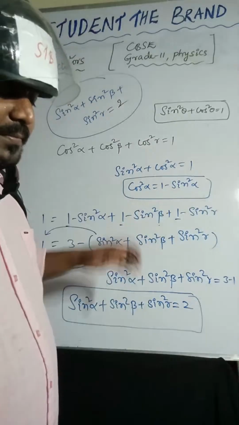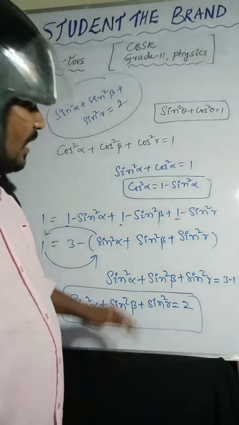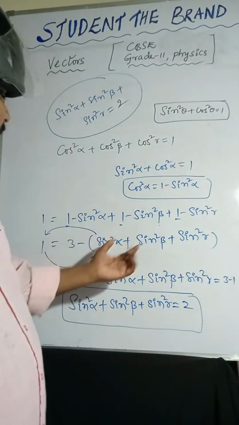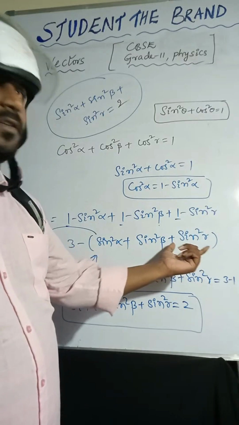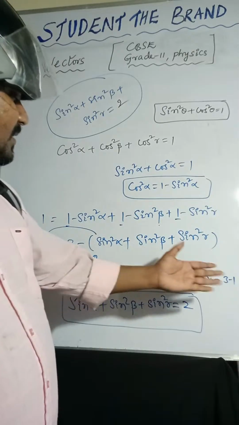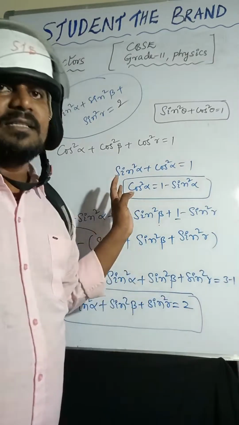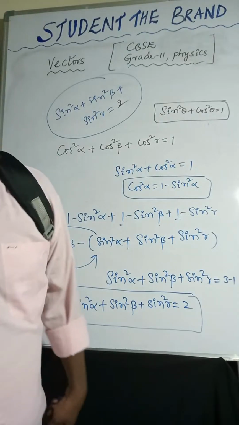Okay, then I hope it is very clear. 3 minus 1 totals; we want sin square alpha plus sin square beta plus sin square gamma, you take that side, then 3 minus 1 is 2. So that is the answer, right? I hope it is very clear. Next one.